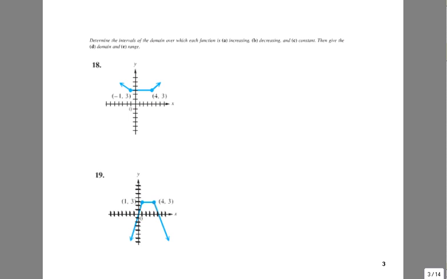Now the next concept about reading graphs dealt with determining where the functions were increasing, decreasing, and constant. So increasing means that the graph is going up from left to right. Decreasing, the graph is going down, and constant means the graph is horizontal. That is, the y values are constant. The y values are not changing. Now again, we answer with intervals of the domain.